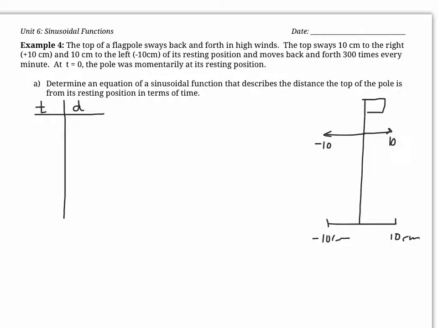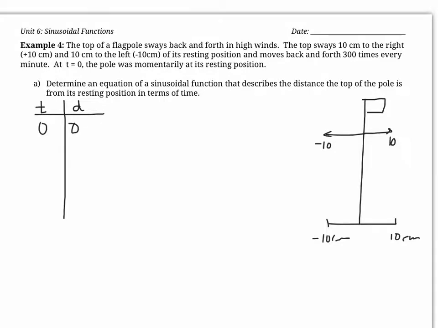So there are multiple interpretations of this. First of all, it says that at t = 0, the pole is momentarily at its resting position. So its resting position is at 0. So at time 0, its horizontal distance is 0. So that's what we're measuring, time and horizontal distance. It doesn't actually say if it goes to the right first or to the left first. So this is open to interpretation.